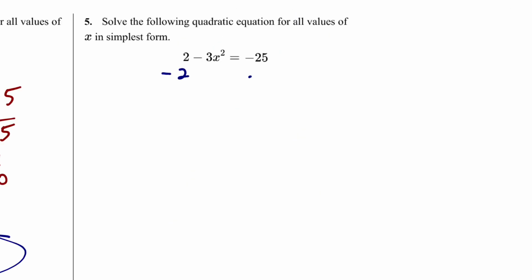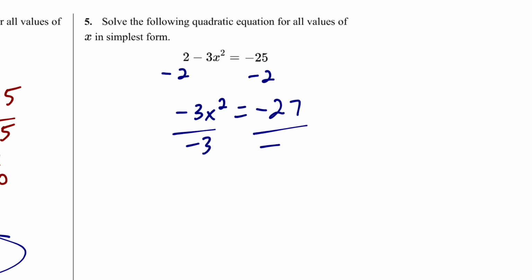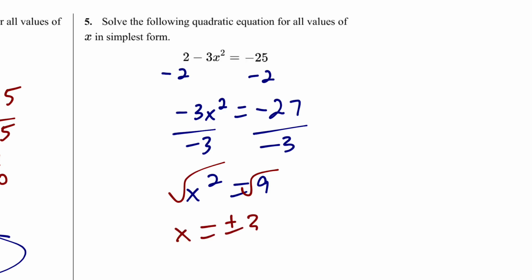First, I will subtract 2 from both sides. I am left with negative 3x squared is equal to negative 27. Then I'll divide both sides by negative 3. So I have x squared is equal to 9. This is just like the previous one now. And it looks like that.